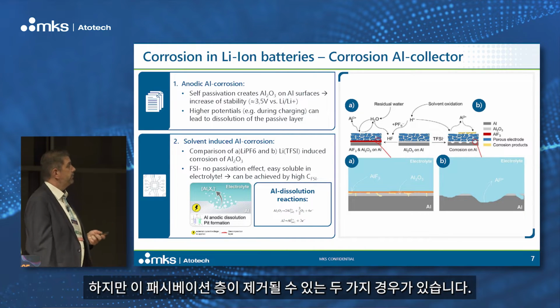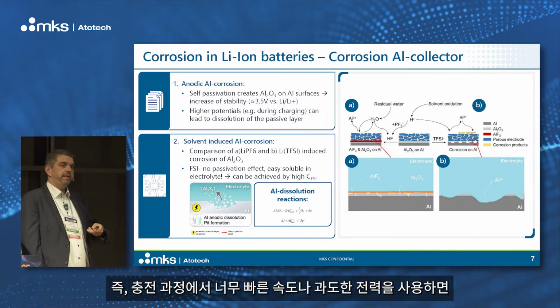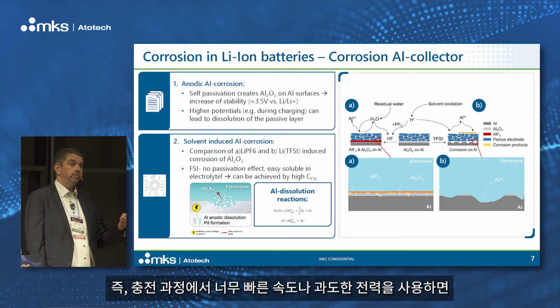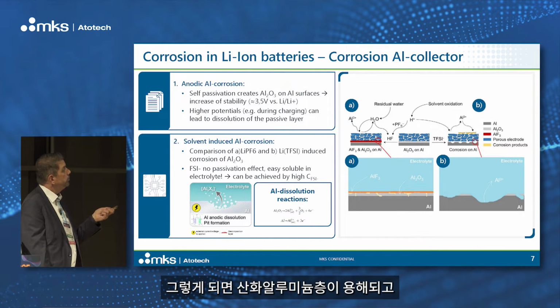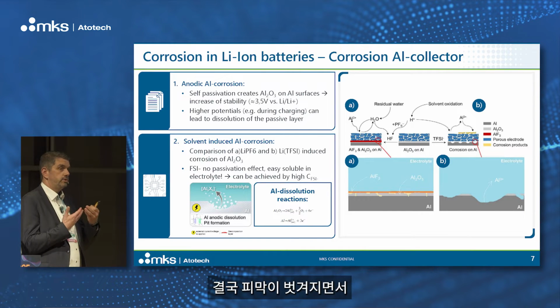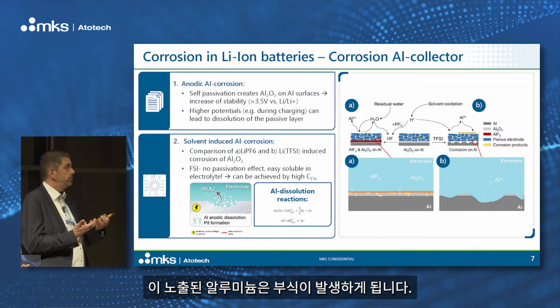But there are 2 ways to remove this passive layer. It would mean achieving higher potentials than this 3.5 volts. Meaning when we charge too quickly with too much power, there's a risk we overcome this potential, and then we will have dissolution of this aluminum oxide, and then you expose bare aluminum, and this aluminum you see over here will corrode.